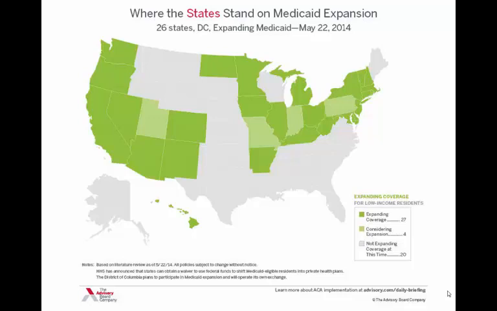This map shows how states are handling Medicaid expansion and comes from the Advisory Board Company, which is a for-profit medical consulting firm. As you can see, the division falls mostly on red state, blue state lines, and this time Ohio falls on the blue state side.